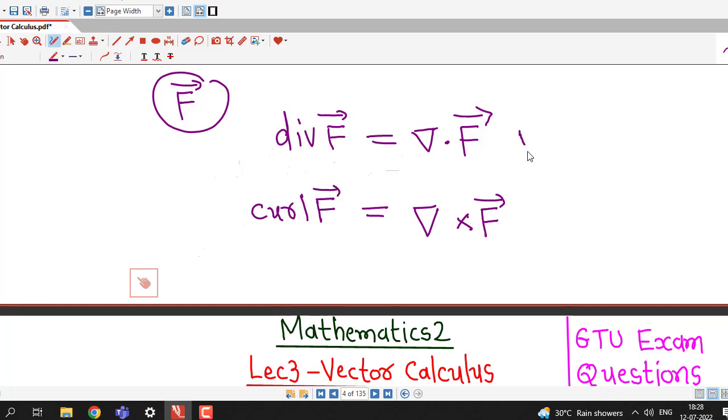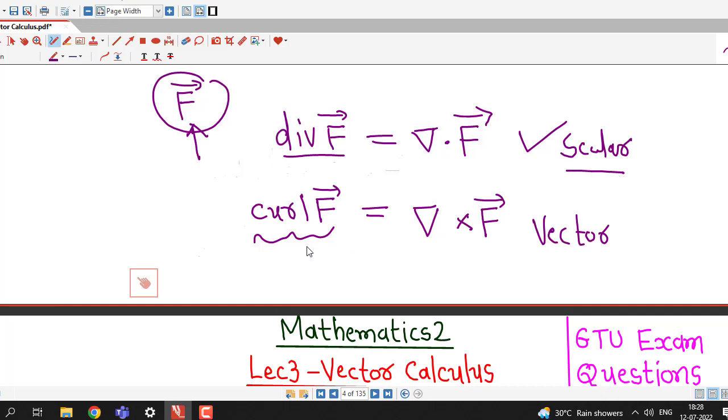So divergence is a dot product of del operator with f bar, and curl is a cross product of del operator with f bar, and this dot product is always going to be a scalar function, and we know that vector product is a vector function. So f bar is a vector field and divergence of f bar is a scalar field, and curl of f bar is a vector field, and it is given by cross product of del operator with f bar.